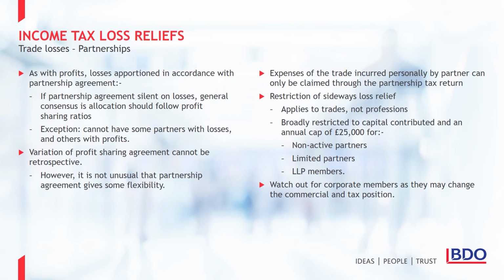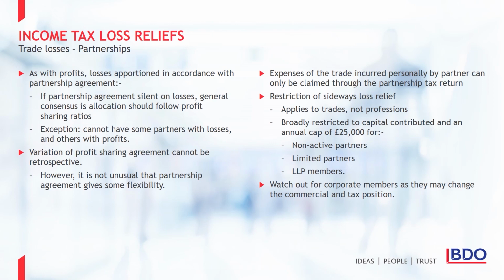In that situation, the losses available for relief are restricted. In effect, the loss-making partner has to offset his loss against the profit-making partner's profit share. One result of this is that it is not possible for an individual partner to make a loss claim where the partnership as a whole has made a profit for the same period. Sometimes the partnership agreement may give some flexibility in terms of how to allocate the losses, but as you will appreciate, it is not possible to make retrospective changes to the agreement.